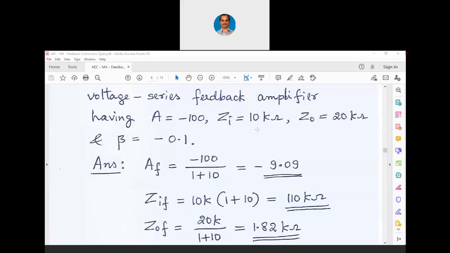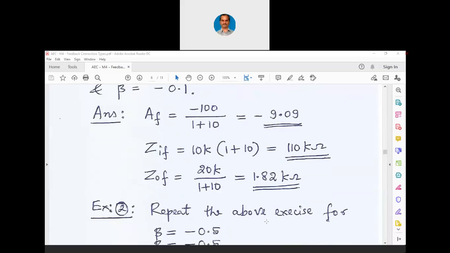You can see open loop input impedance was 10 kilo ohms, closed loop input impedance is 110 kilo ohms, almost 100 times increase. Similarly, output impedance is ZO divided by 1 plus A beta, that is 20 kilo ohms divided by 11, that is 1.82 kilo ohms. You can see the open loop output impedance was 20 kilo ohms, closed loop output impedance is reduced to around 2 kilo ohms. So that way, this is how we get advantages with the negative feedback.